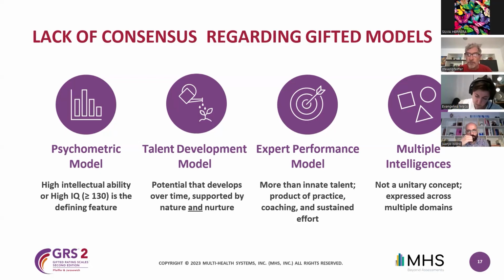The first one is the psychometric model. That's one that you're familiar with. We've talked about it already. It's based on high intelligence or high cognitive ability or high IQ, and those terms are used interchangeably: IQ, cognitive ability, intellectual ability. So the psychometric model says high intellectual ability defines giftedness.